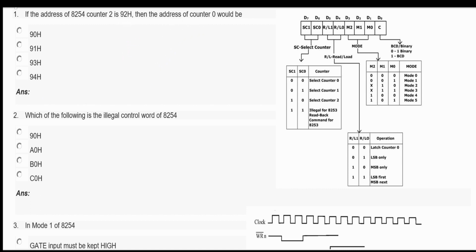An 8-bit address is used here. So you convert these hexadecimal digits to binary. So 9 is 1, 0, 0, 1. 2 is 0, 0, 1, 0. Now this is the address for counter 2.